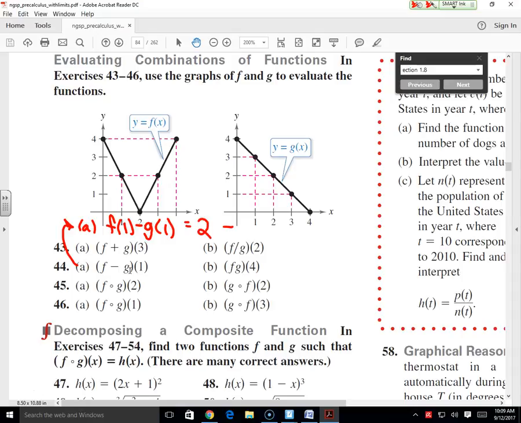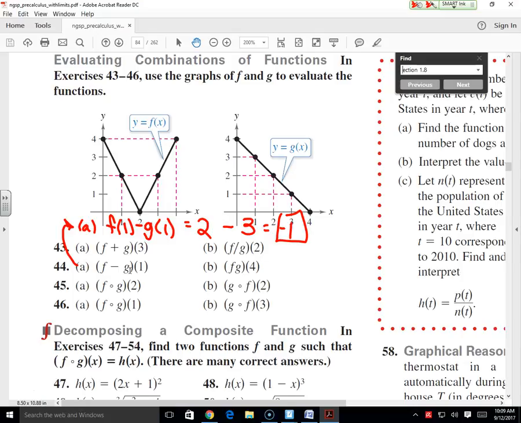Minus, when x is 1, what's the y for g? Does that make sense, guys? Okay, to think about function notation, inside the parenthesis is the x, or the input. Put in a 1, get out... That's what the function does. The function outputs, or the function gives, the y value.